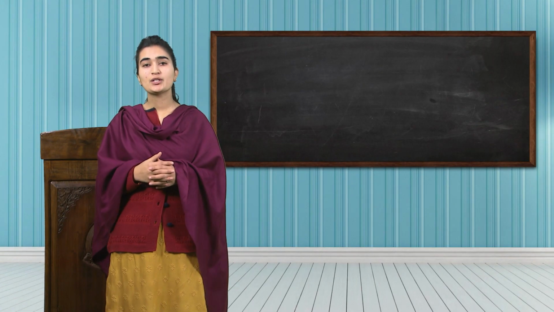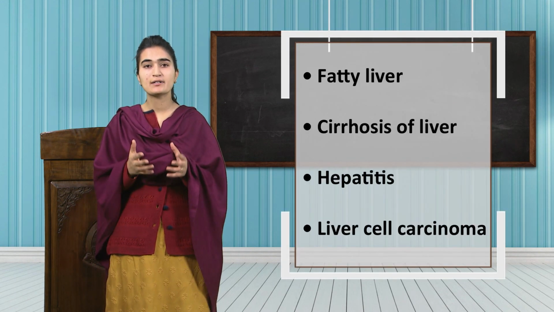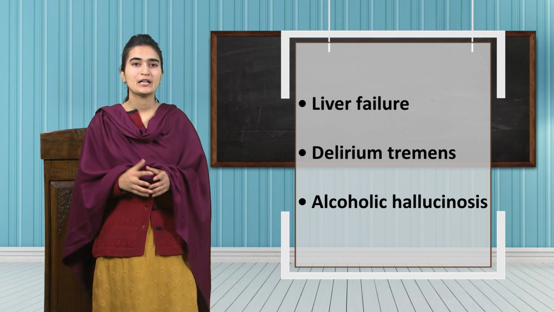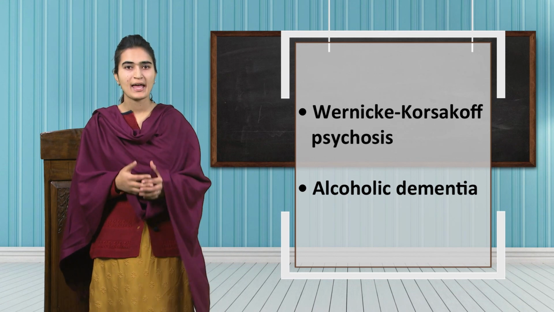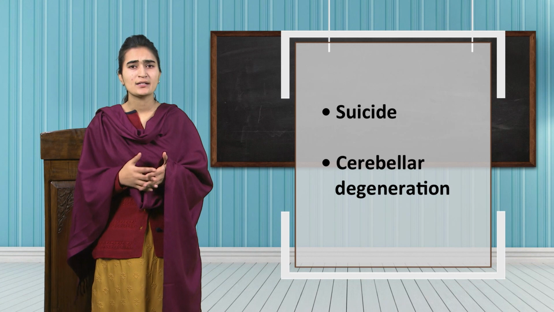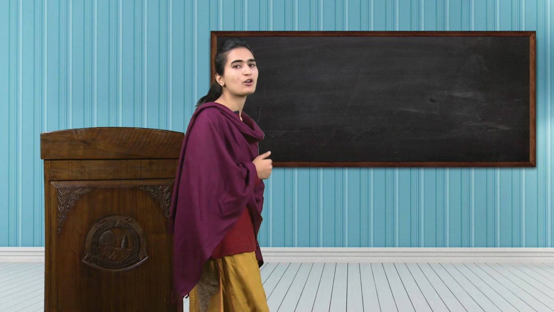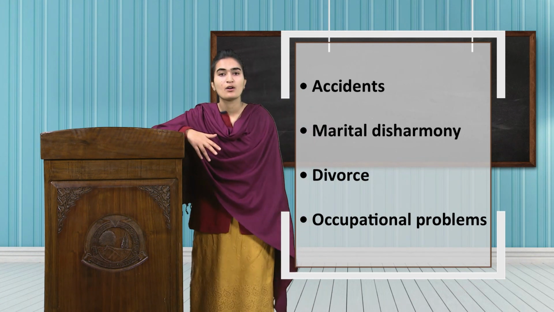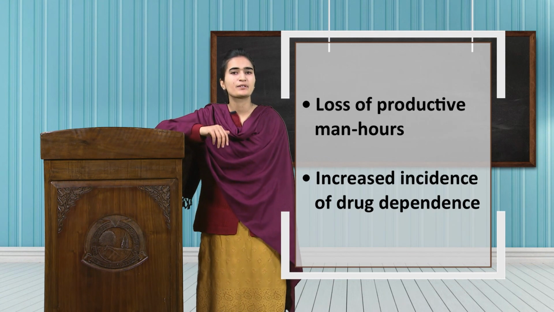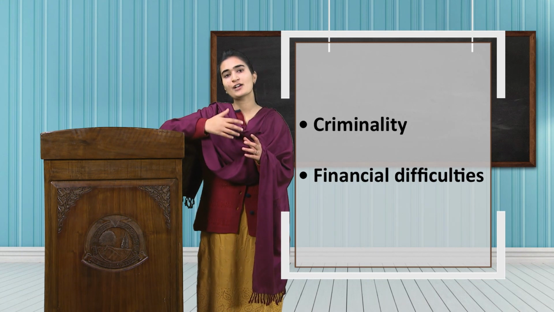There are many complications arising from alcoholism like fatty liver, cirrhosis of liver, hepatitis, liver cell carcinoma, liver failure, delirium tremens, alcohol hallucinosis, Wernicke-Korsakoff psychosis, alcohol dementia, suicide, cerebellar degeneration. Apart from medical complications, there are many social complications that follow, like accidents, marital disharmony, divorce, occupational problems with loss of productive man hours, increased incidence of drug dependence, criminality, financial difficulties.